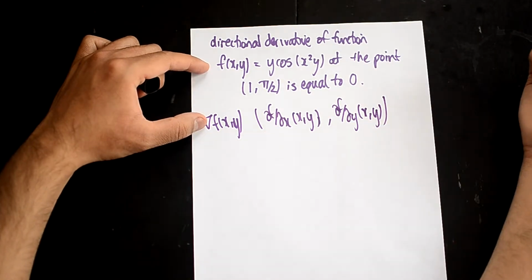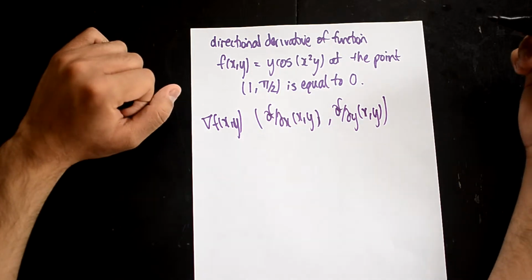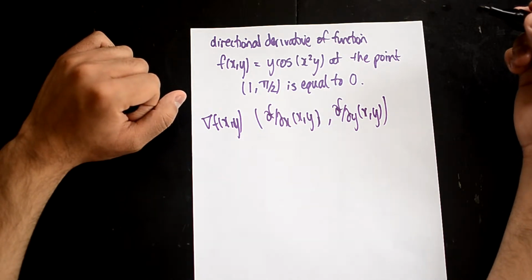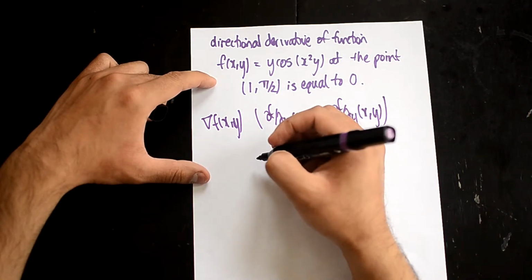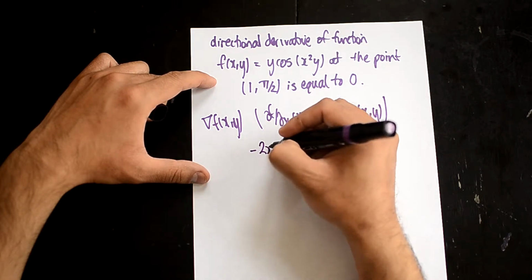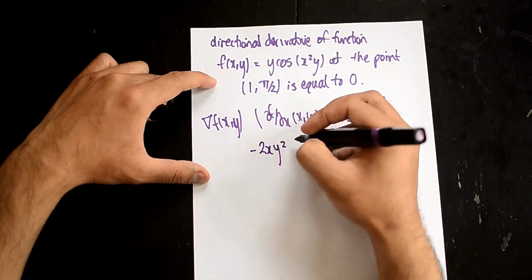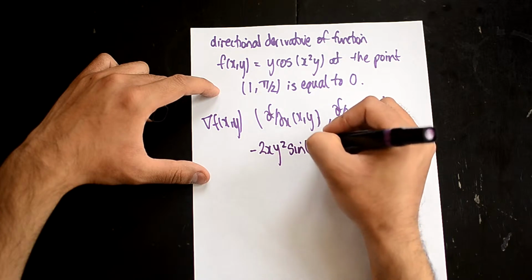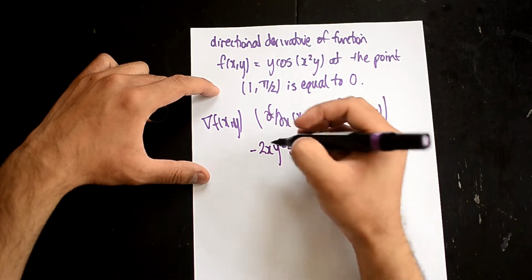As there is no x term here, we can get a bit excited, and we can see that it becomes minus 2xy squared sine x squared y. So that's df/dx.